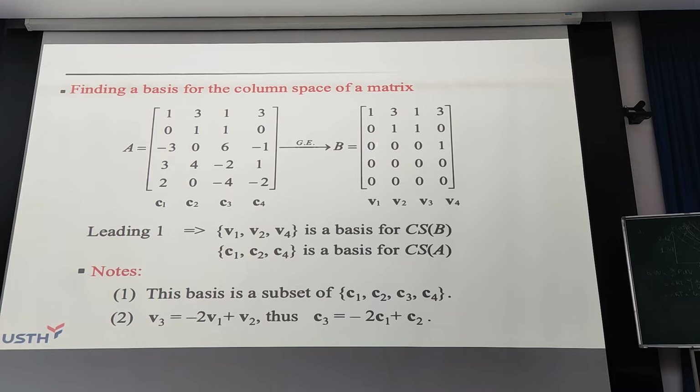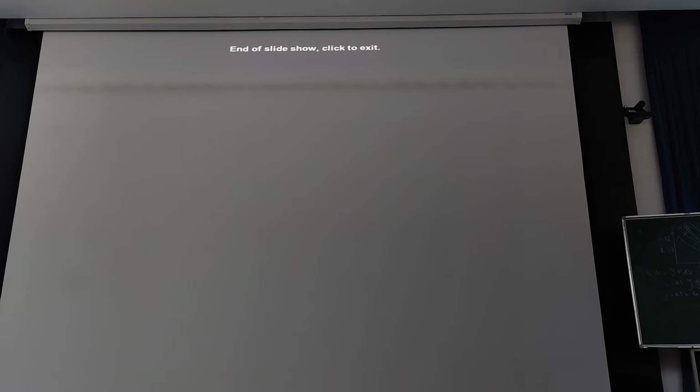So we have the first column, second column, and the last column. They are the columns containing the leading one. So with that, B1, B2, and B4 will be a basis for the column space of B. And similarly, it implies that C1, C2, C4 will be a basis for the column space of A. And the relation you can find is here. So that is all what we studied last week, and today we will continue from this point.